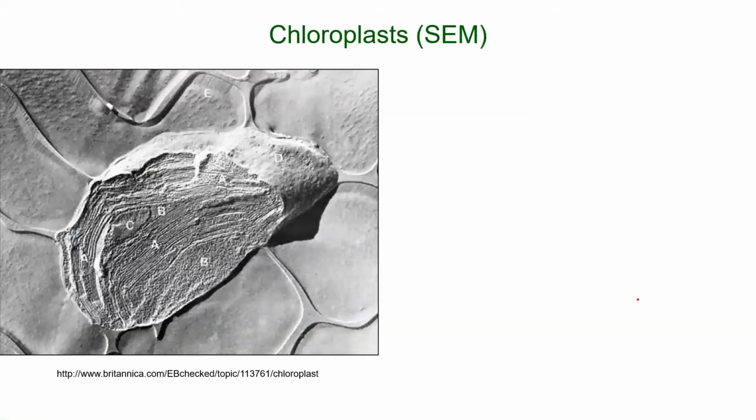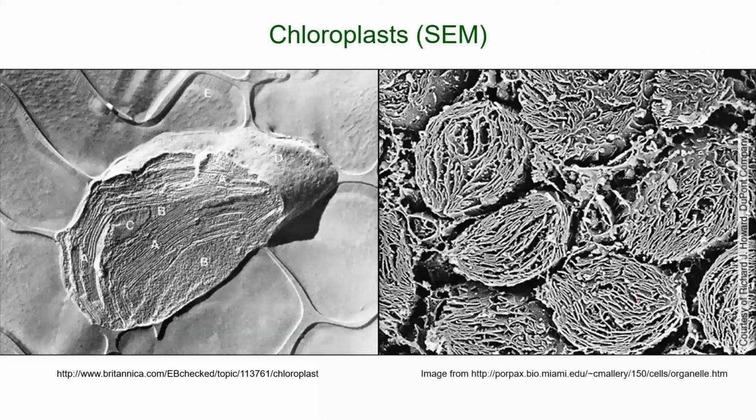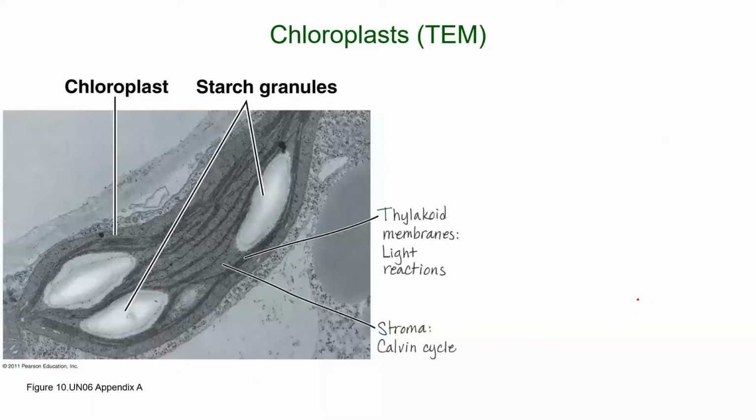Here's some electron micrographs. You can see, like the mitochondria, chloroplasts have multiple layers of membranes in them. So that's shown there in that SEM. There's another one, you can see maybe the folds of the membranes a little bit more clearly. And depending on the species, chloroplasts can look very, very different from one another. They're generally a lot bigger than mitochondria, 2 to 5 times the size.